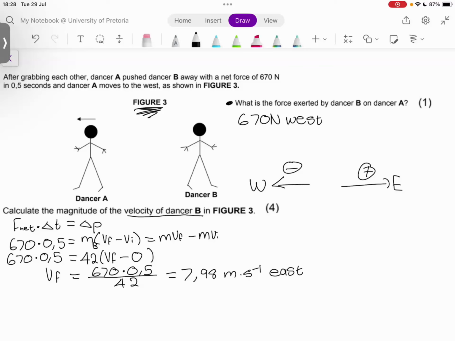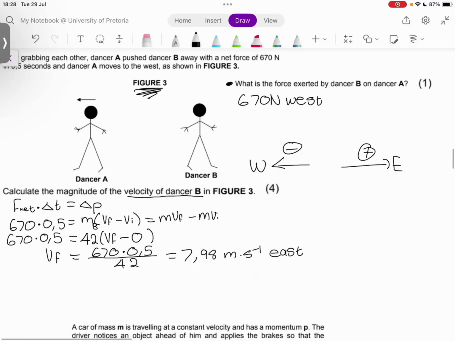Somebody else asked, if I use the mass of A times the velocity of A initial plus the mass of B times the velocity of B initial is equal to the mass of A plus the mass of B times vf, is that correct? That wouldn't be correct because they don't have the same final velocity.